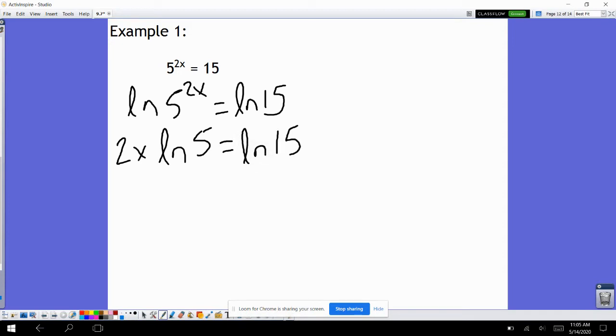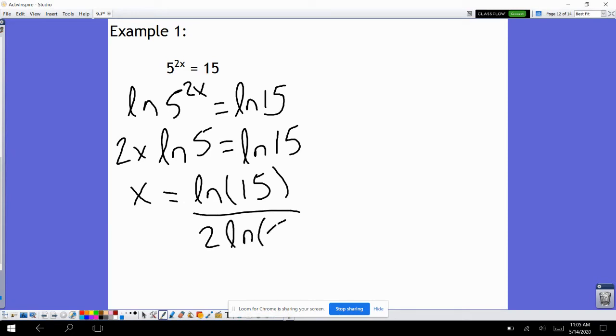Now remember, the natural log of 5 and the natural log of 15 are each a single quantity. You need to treat them as such. Don't just say, oh, the natural logs can cancel each other out. It doesn't work that way. Make sure you keep it that way. Now if I want to isolate x, I have x times 2 times the natural log of 5. Well, I undo multiplication with division. So x is equal to the natural log of 15 over 2 times the natural log of 5.